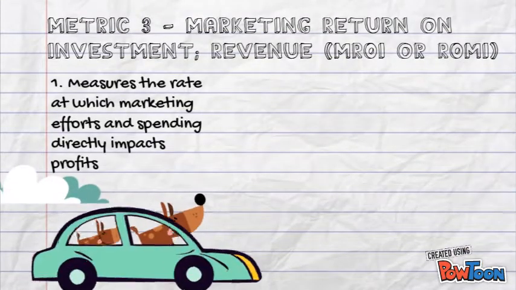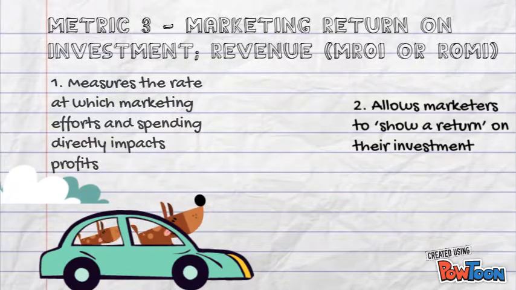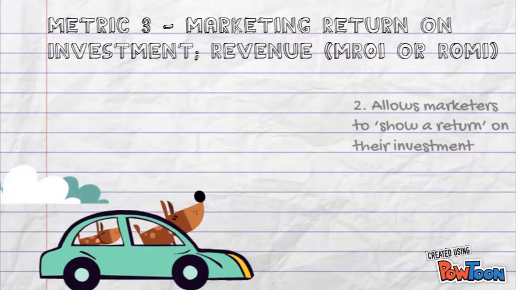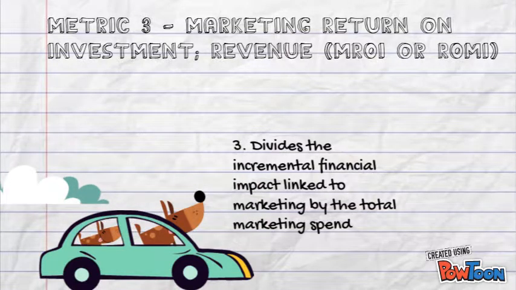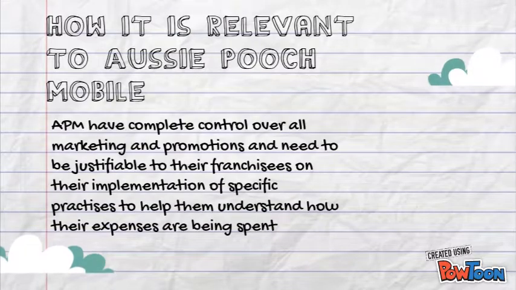Metric 3. Marketing return on investment revenue. This measures the rate at which marketing efforts and spending directly impacts profits. It also allows marketers to show a return on their investment and decides the incremental financial impact linked by marketing by the total marketing spend. It is relevant as it is a significant advertising expense for franchises, which highlights the need for the most efficient and effective marketing practices to be identified and implemented. Aussie Pooch Mobile have complete control over the marketing and promotions and need to be justifiable to their franchises on their implementation of specific practices to help them understand how their expenses are being spent.